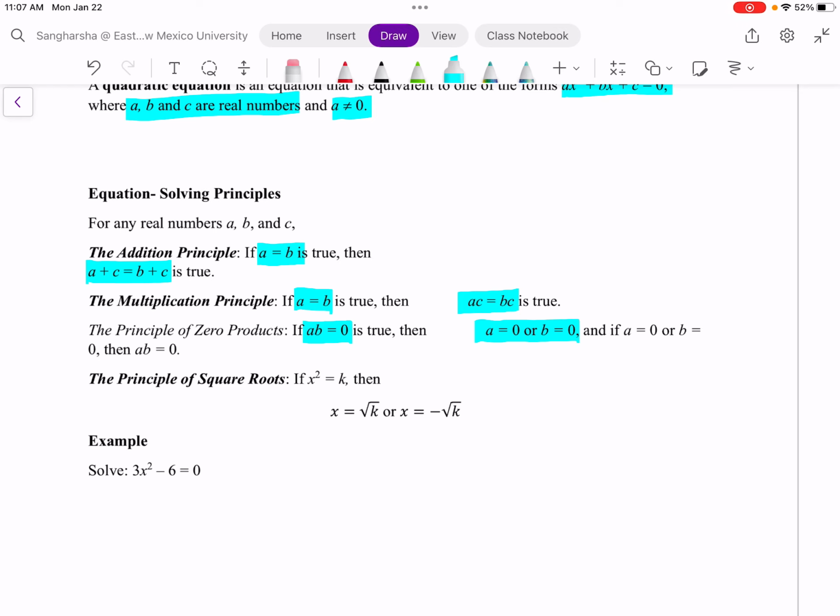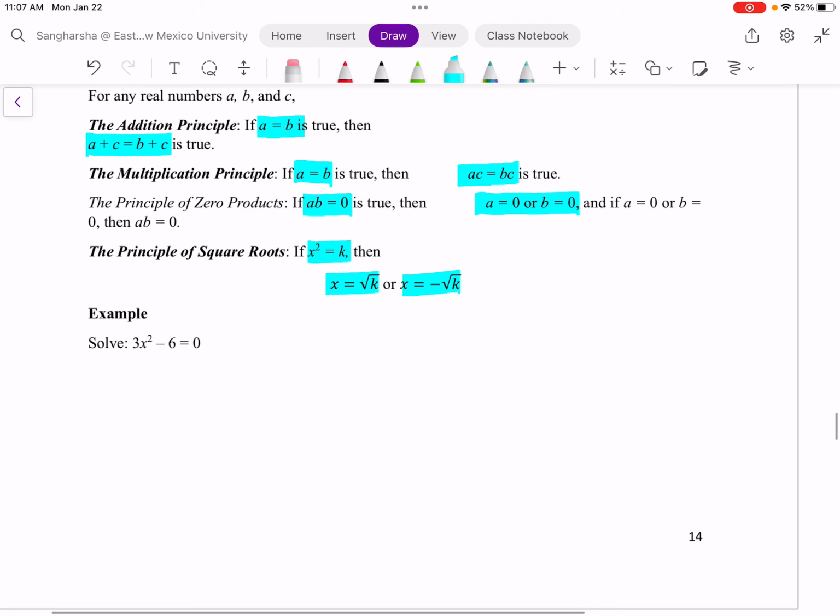And the next, if we have x squared equals some number, let's say k, some positive number k, then we get two equations for x. So x is the square root of k or x is the negative square root of the same number k. Now let's use this principle to solve an equation here. So we have the equation 3x squared minus 6 equals 0.